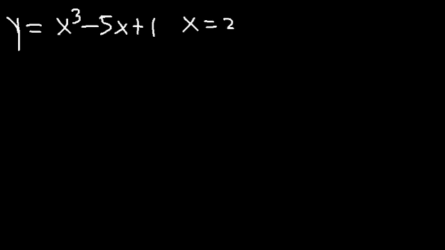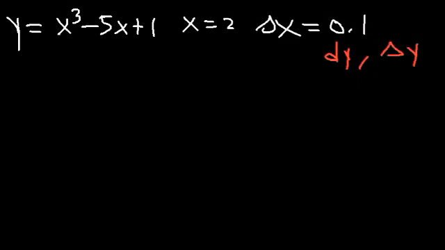Now let's try one more problem. Let's say y is equal to x cubed minus 5x plus 1, when x is 2 and when delta x is 0.1. Go ahead and calculate dy and delta y.